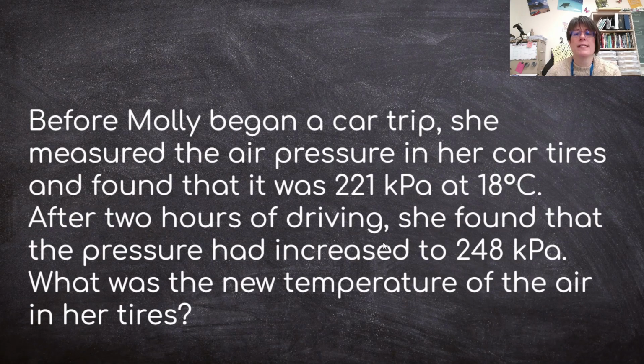So a problem we might see dealing with Gay-Lussac's law is: before Molly began a car trip, she measured the air pressure in her car tires and found that it was 221 kilopascals at 18 degrees Celsius. After 2 hours of driving, she found that the pressure had increased to 248 kilopascals. What was the new temperature of the air in her tires?